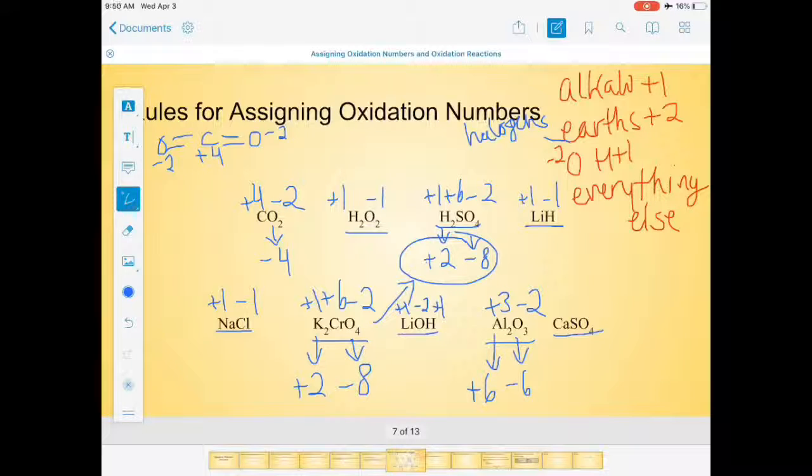Last one here, calcium sulfate. Calcium and oxygen will go first. Calcium gets +2 for being an alkali earth metal. Oxygen -2, giving it a total of -8, giving sulfur a +6. Even if you're having a hard time with these, it's going to be okay. The more practice you do, the easier it becomes, and you can come talk to me as well and try and get some help on this.